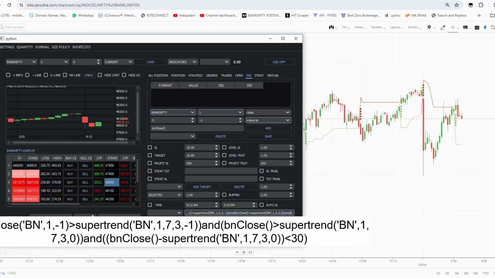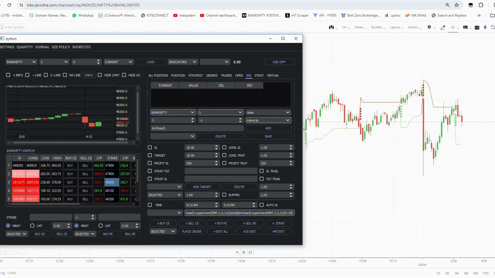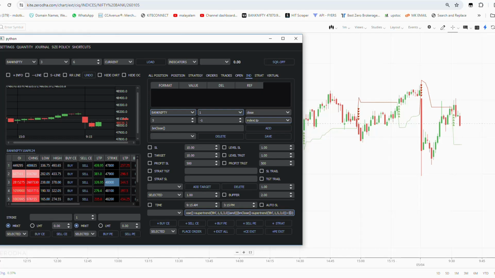For that we should enter BN close minus SuperTrend value, which should be below 30. So whenever it reaches 30 points above our SuperTrend value, the order will be triggered. You can also change it as per your idea, 20 or 10, any value.